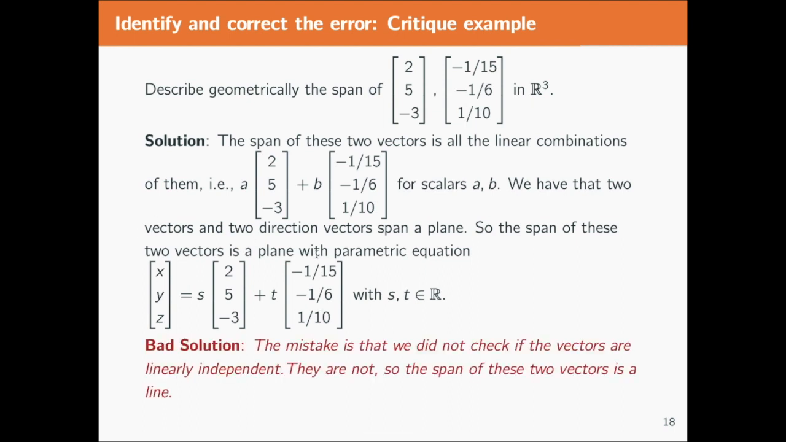The bad solution that we must critique says the following. The mistake is that we did not check if the vectors are linearly independent. They are not, so the span of these two vectors is a line.